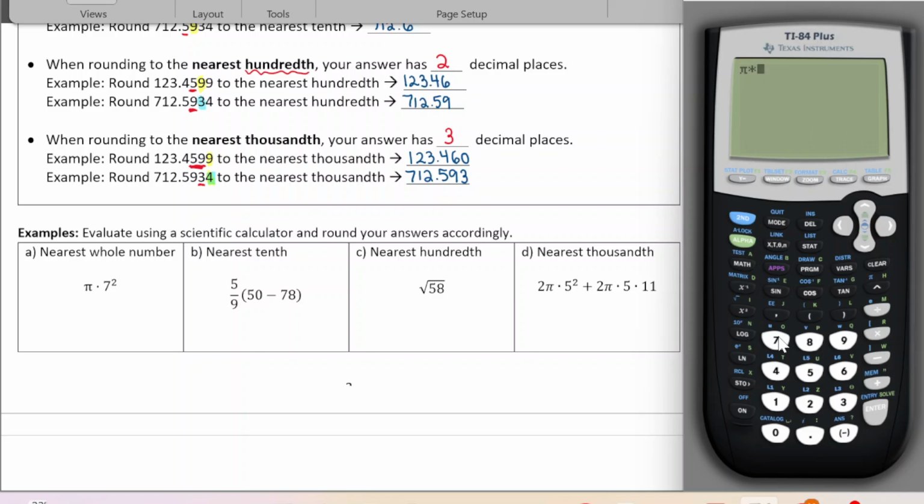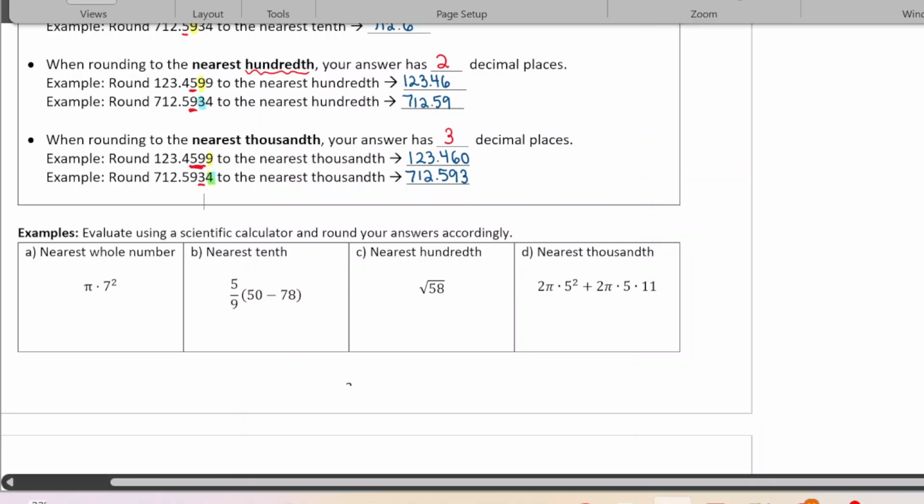And then 7 squared. Most calculators have a little squared button. It looks like x to the power of 2, like this. If you don't have it, you can just type 7 times 7. That's what it means. And I'm going to press enter. And see how my calculator gave me a decimal here? That's because pi is a number with infinite number of decimals. So you're always going to get a decimal number that continues forever, actually, if you use it. But we're going to round it off.